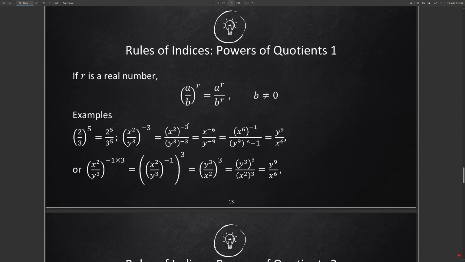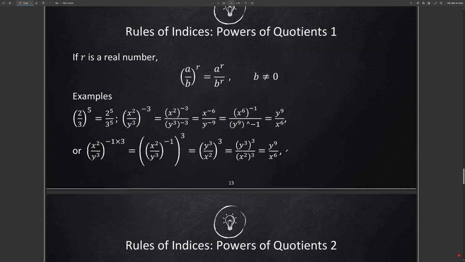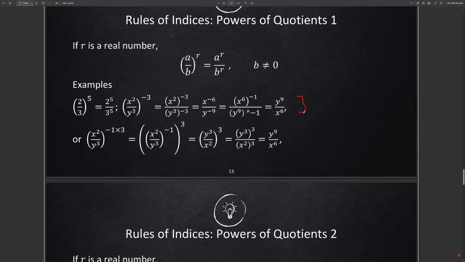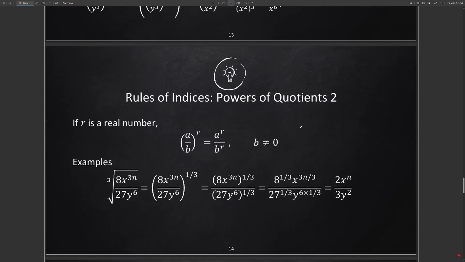So 2 times negative 3 is negative 6. 3 3s are 9, and then we work it out. So we use that rule. Or there's another way you could do it, and you'll get the same answer. This method here is the easier one, because we use the rule from before. This second way, which I just put, may prove to be a little bit tricky.